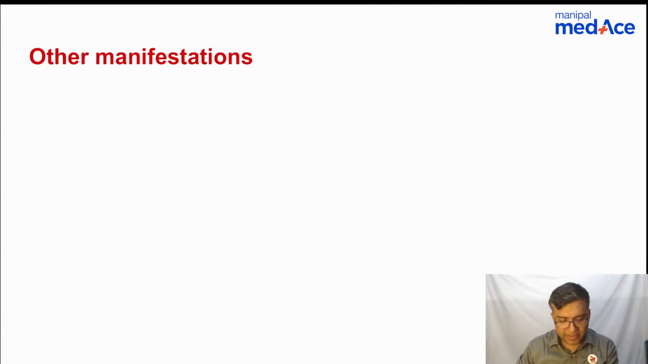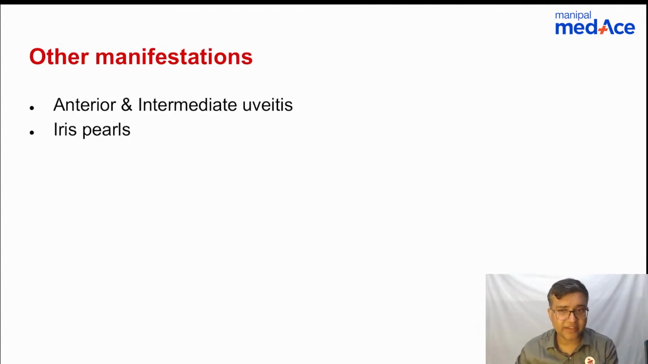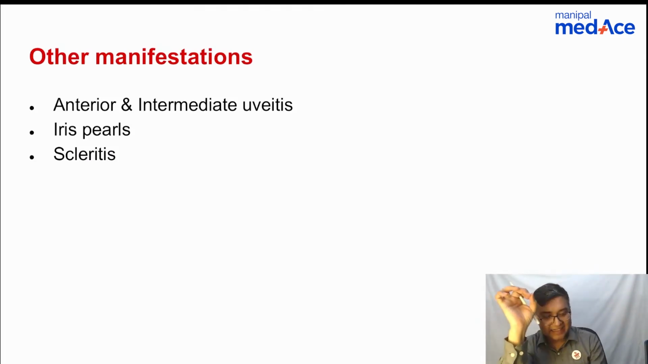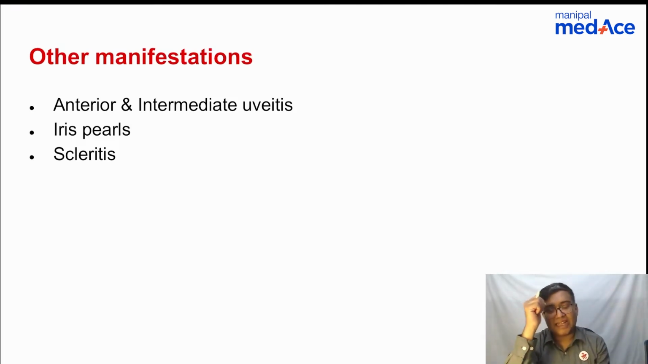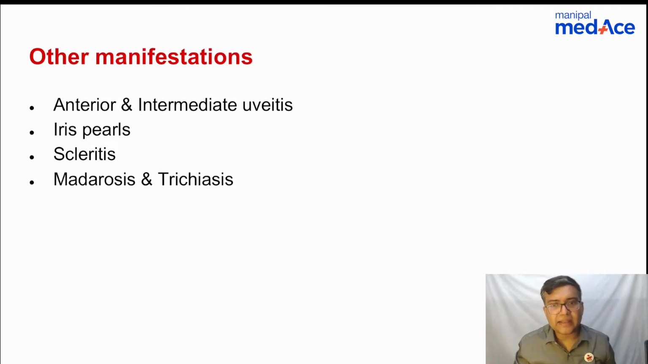So those are the most important things you need to remember. And the other manifestations are that it can cause a bit of uveitis, can cause iris pearls. So that is an important differential diagnosis. If you are getting white spots around the pupillary margins, then basically suspect leprosy. This can also cause scleritis, and in the eye it can involve your eyelid and cause the loss of your eyelashes as well as bending of your eyelashes. Loss of eyelashes is called madarosis, and the bending of eyelashes is called trichiasis.